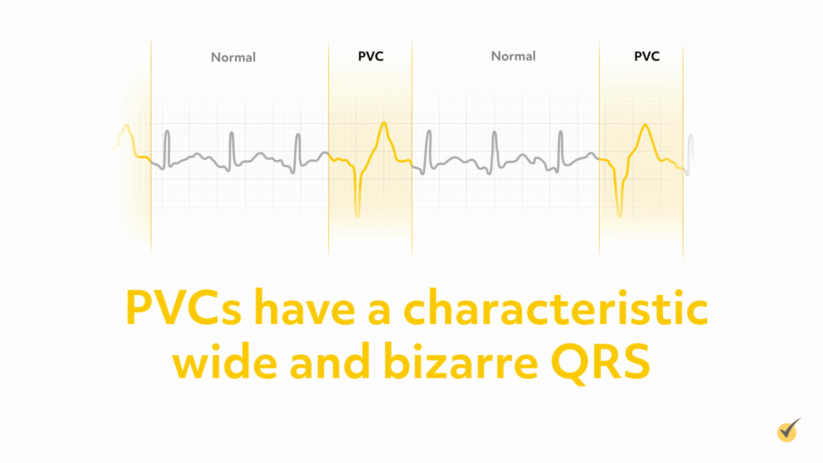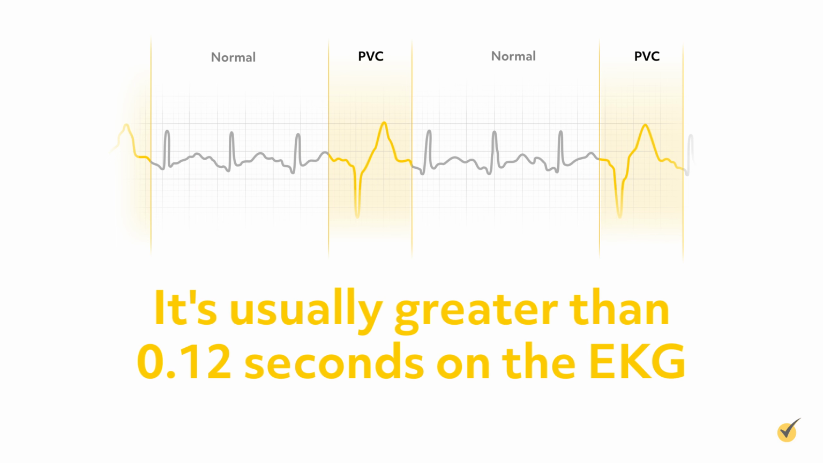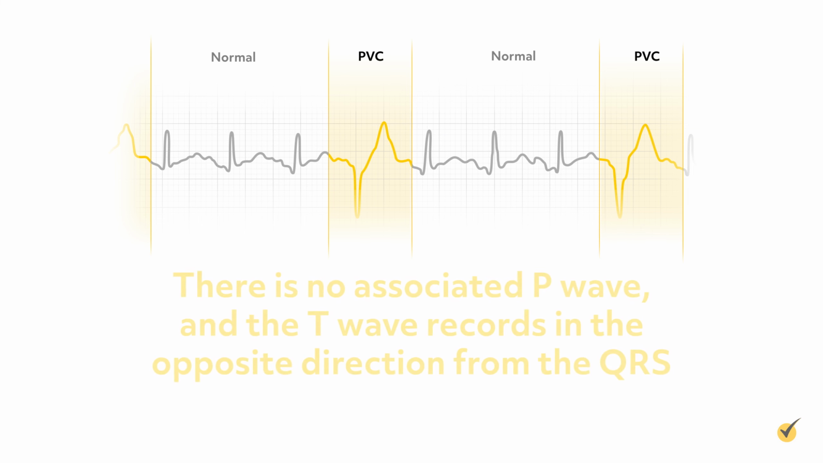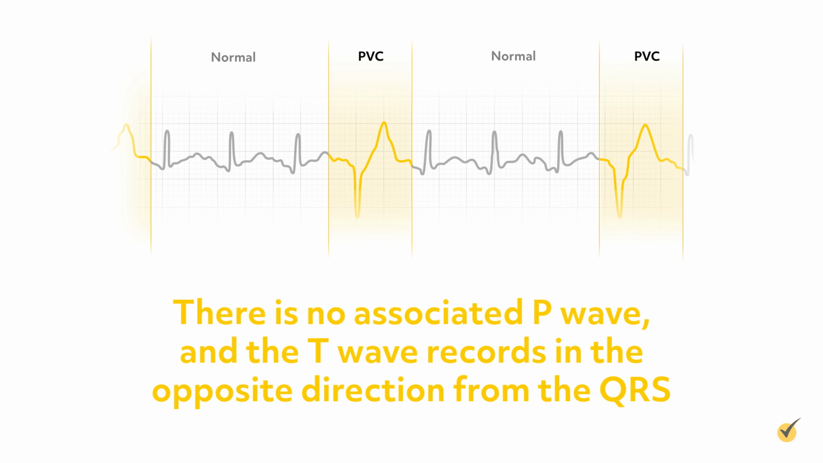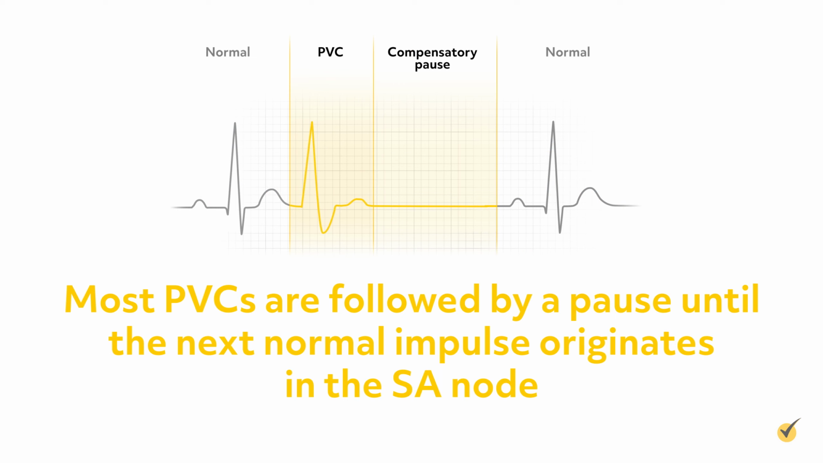PVCs have a characteristic wide and bizarre QRS. It's usually greater than 0.12 seconds on the EKG. There is no associated P wave, and the T wave records in the opposite direction from the QRS. Most PVCs are followed by a pause until the next normal impulse originates in the SA node.